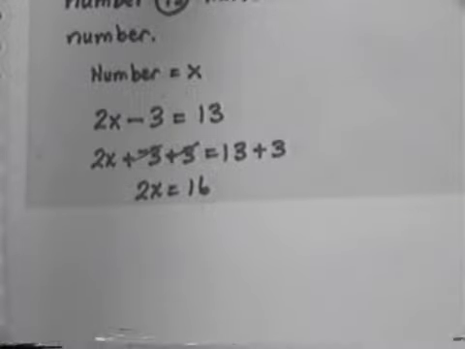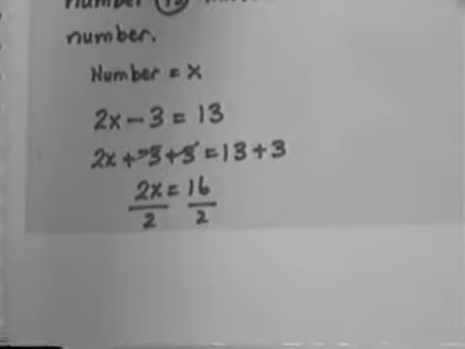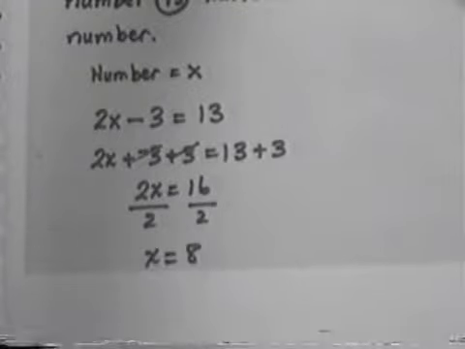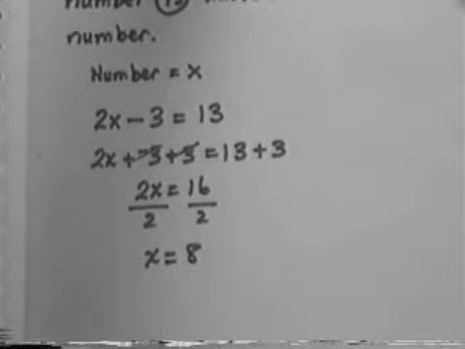Then to get x by itself, we divide by the coefficient, which is 2. Divide both sides by 2. On the left, 2x over 2 is simply x. On the right, 16 over 2 is 8. And so our solution is x equals 8. And so we're saying that the answer to this problem is 8.